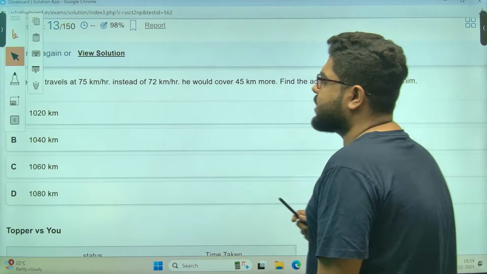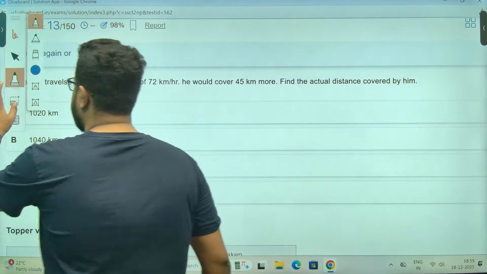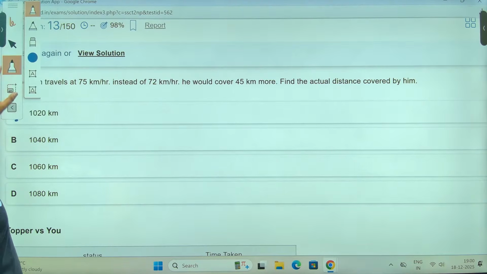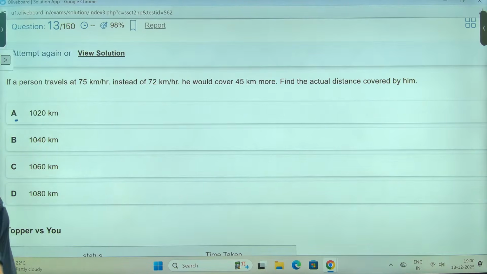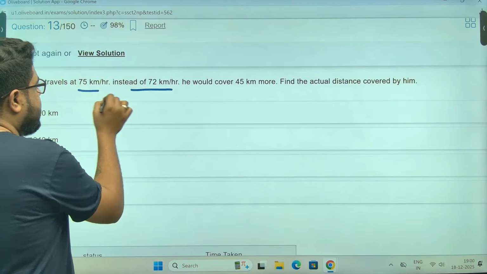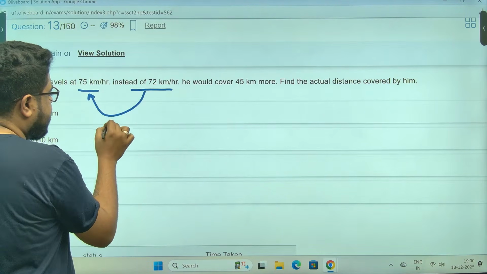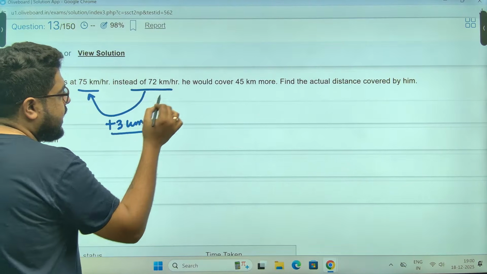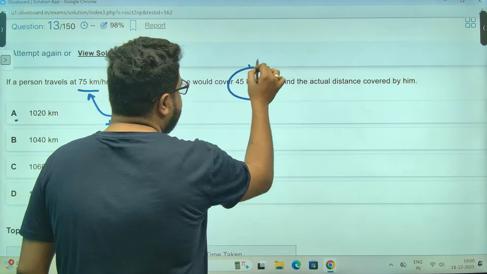Next one, sir. Chalo, moving on. If a person travels at a speed that is increased by 3 kilometers per hour, he would cover 45 kilometers more.